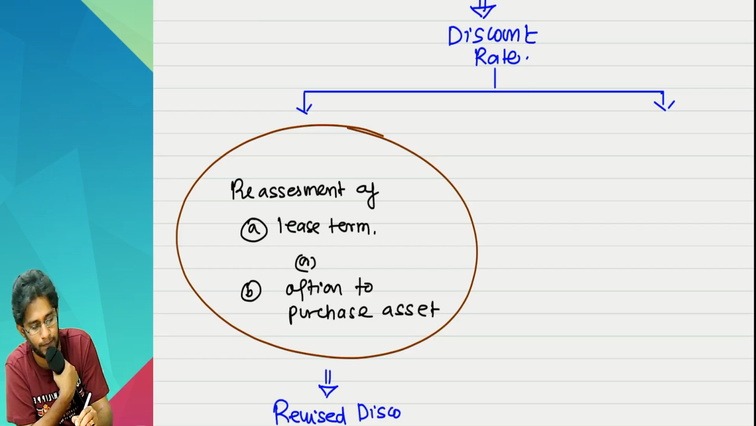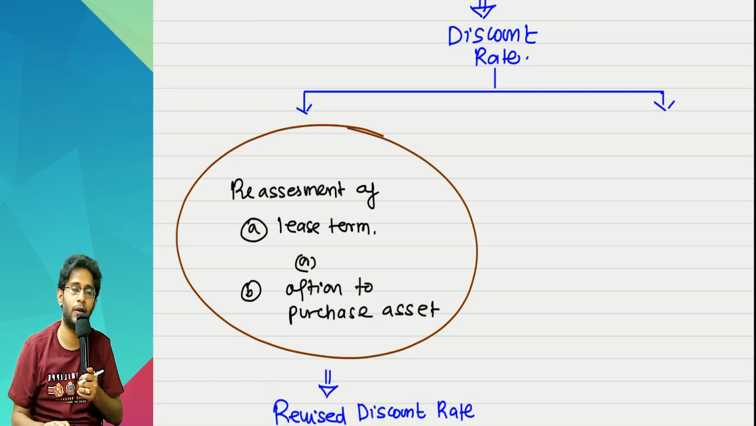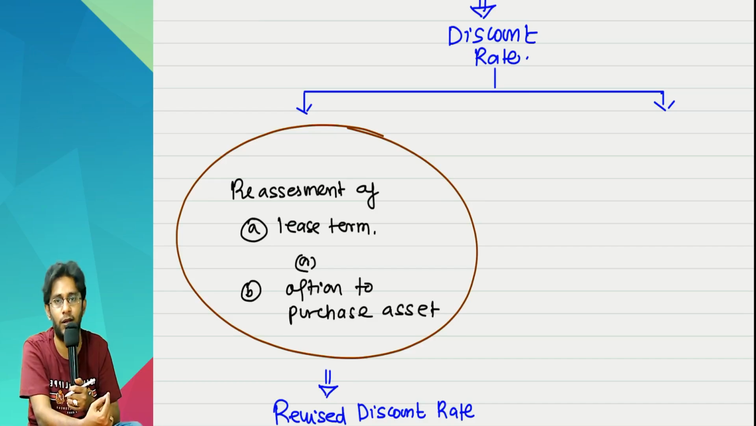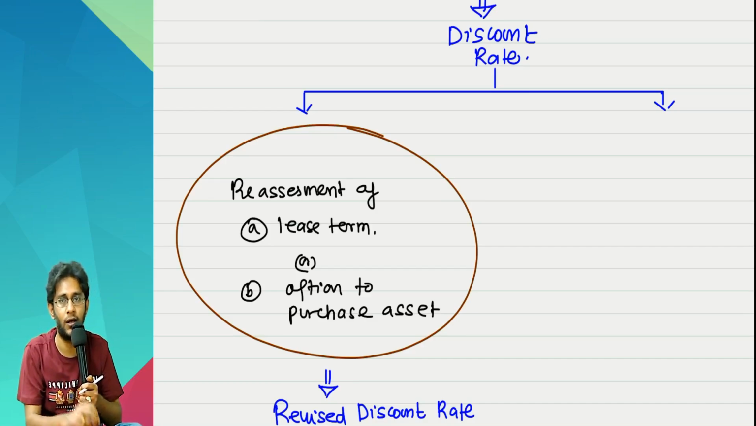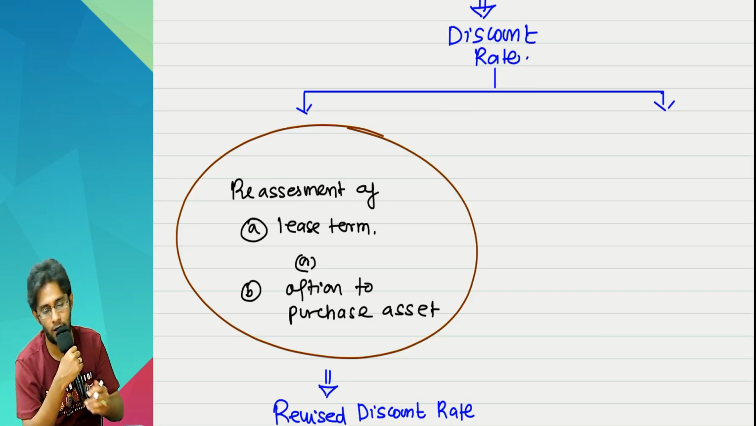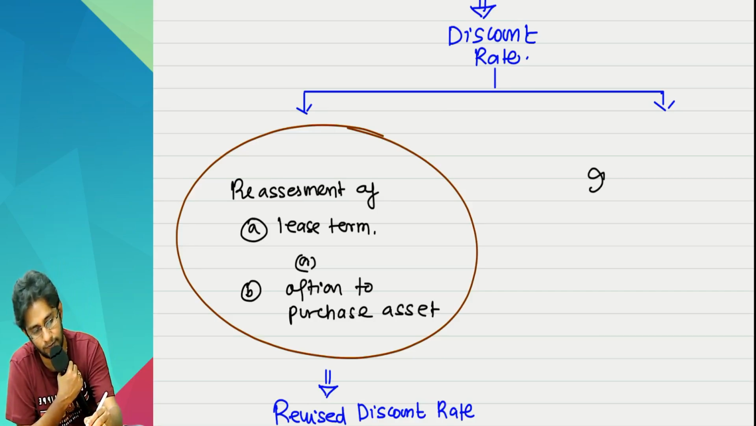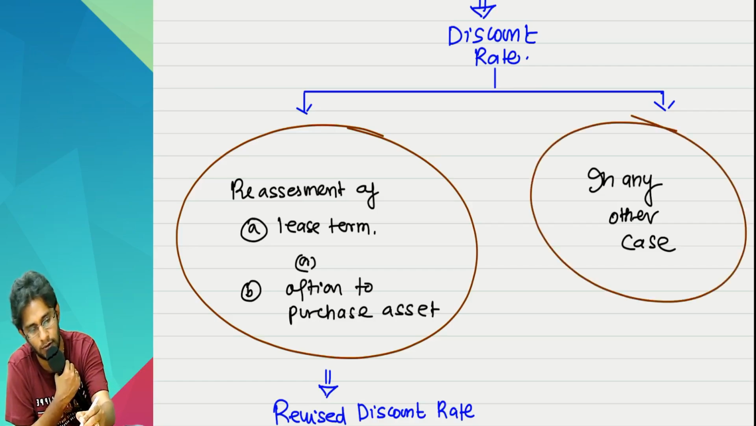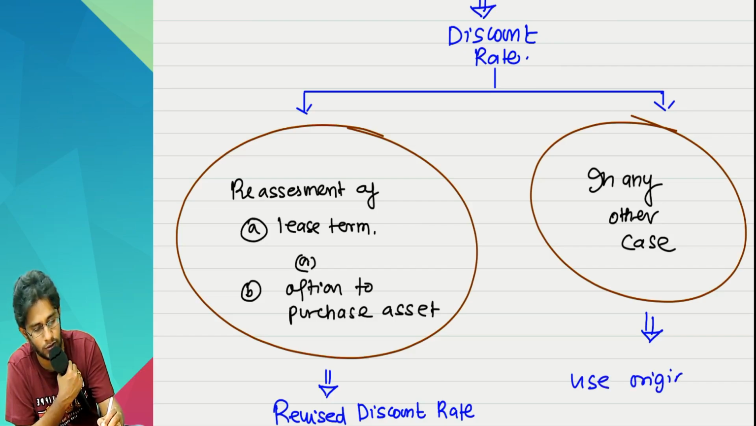Suppose on the first day you measured with your incremental borrowing rate on the commencement date. 3 years is over. Now again go to the market. At what rate you can raise money, work out a new interest rate or discounting rate and apply it for remeasuring your lease liability. In any other case, use the original rate. Whatever you used on the first day, the same rate will continue.